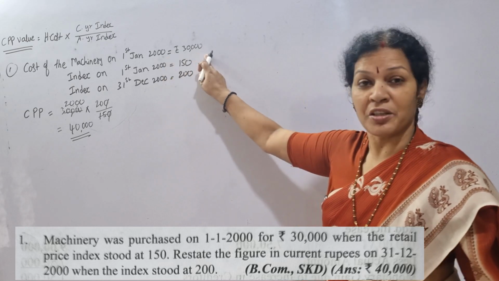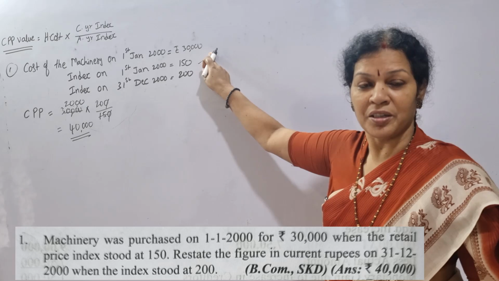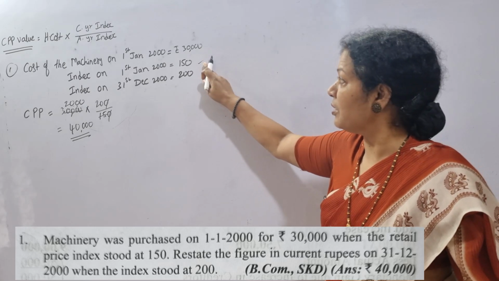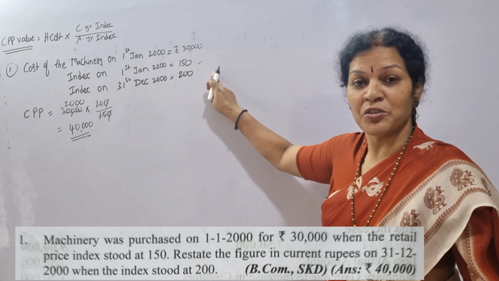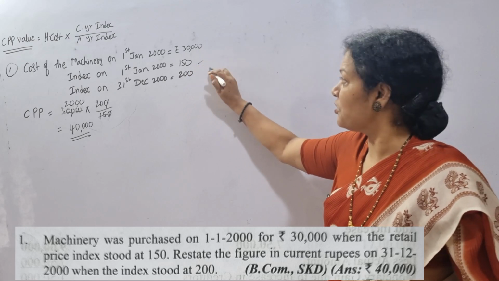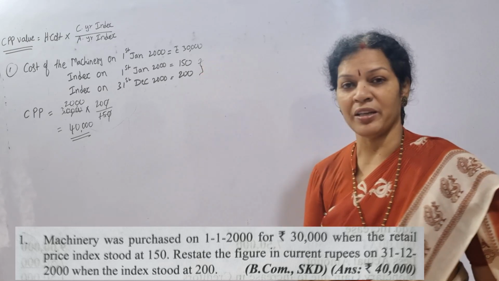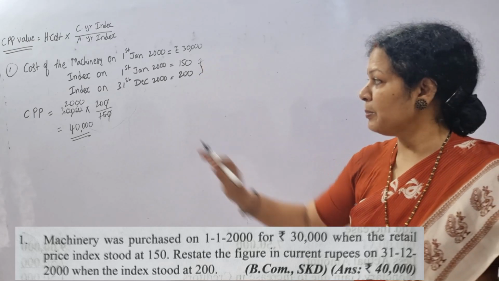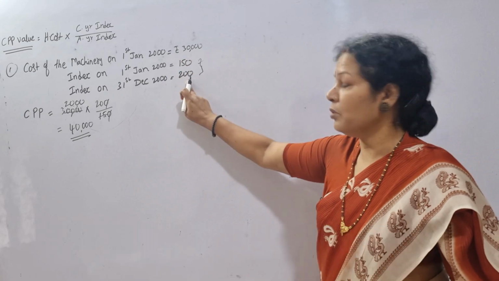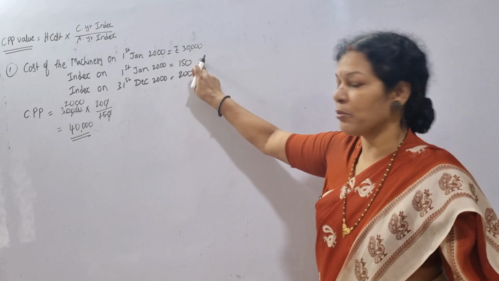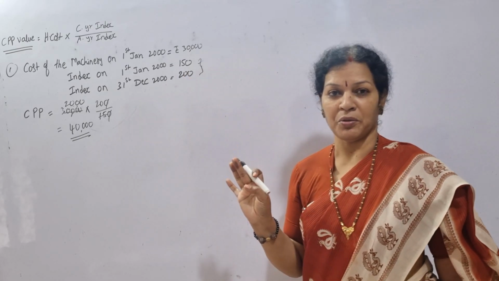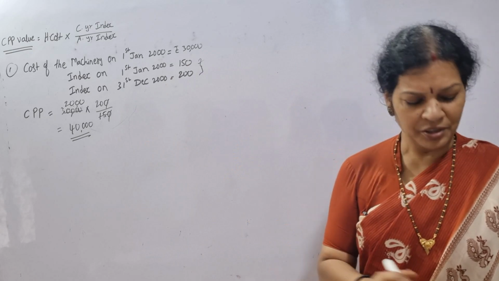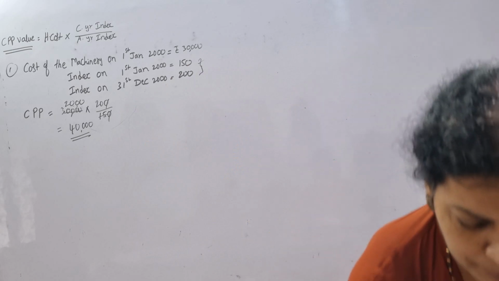When we purchased, the value was 30,000, and the index at that time was 150. Right now it is 200. As per this change, we have calculated the CPP value. CPP value is 30,000 into present index by acquisition index, 200 by 150, which comes to 40,000. Very clear, easy, right? Now we will go to the next problem.